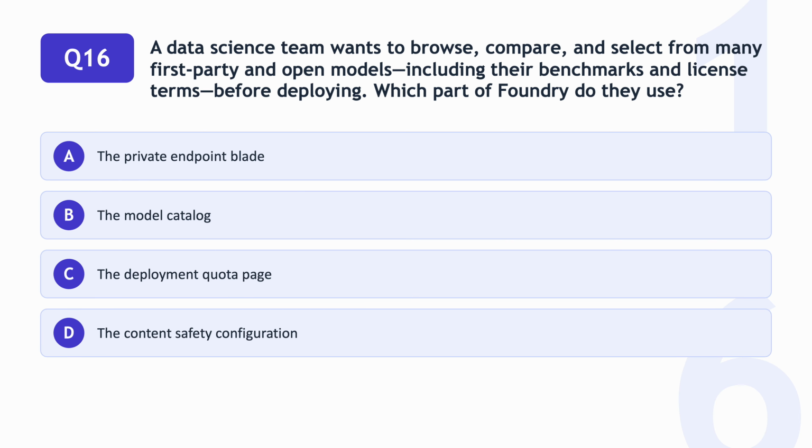Question 16. A data science team wants to browse, compare, and select from many first-party and open models, including the benchmarks and license terms before deploying. Which part of Foundry do they use?